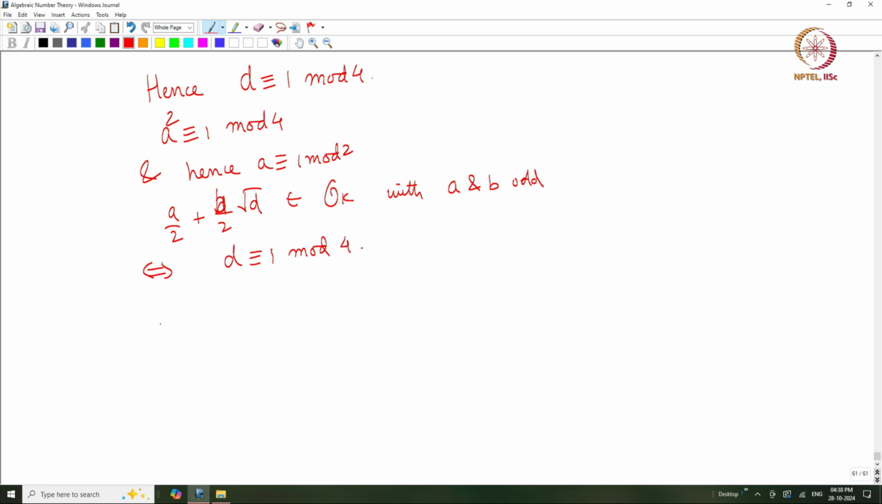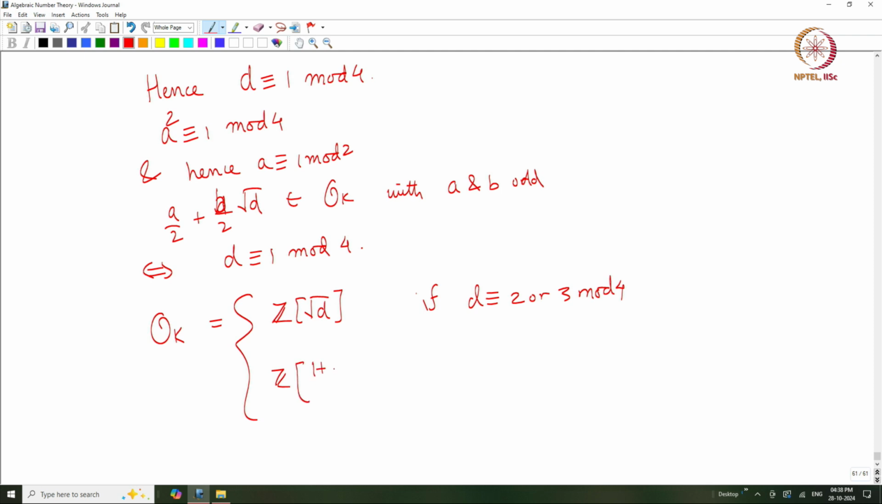Okay. So, what we have proven now is O_K is equal to Z[square root of D] if D is congruent to 2 or 3 mod 4, and this is Z. If you check what we have proven, then you can write it like this: if D is congruent to 1 mod 4. Okay. All right.